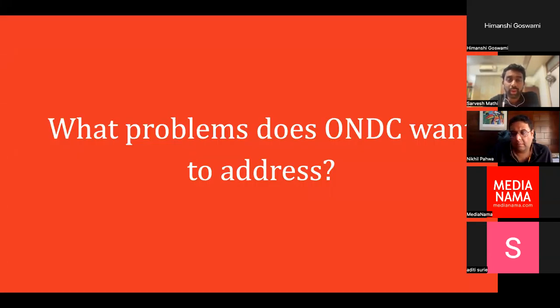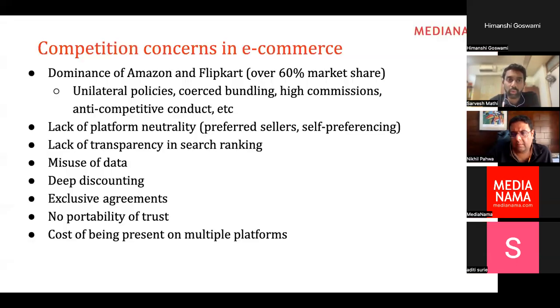Coming to the big part of this presentation, what problems does ONDC want to address? Essentially, it comes down to the first point. Apart from just enabling digital commerce as a whole, in terms of problems to address, it's the dominance of Amazon and Flipkart, which currently have over a 60% market share. Because of this dominance, they enjoy network effects. What I mean by network effects is, basically, buyers go to Amazon because there are sellers on it. Sellers go to Amazon and Flipkart because all the buyers are on it.